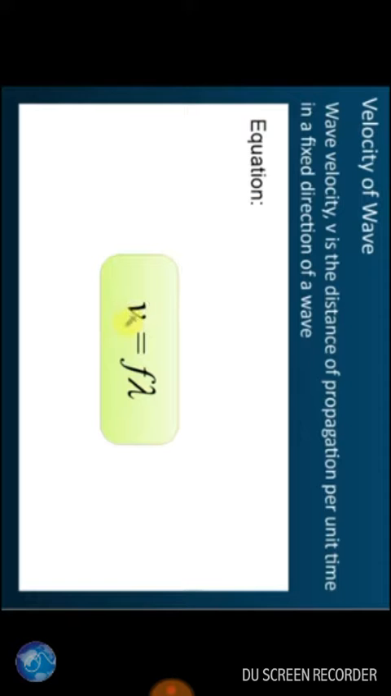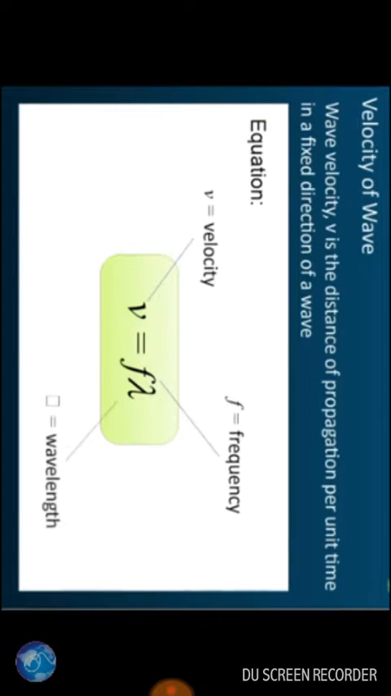V is the speed or the velocity of the wave. F is the frequency of the wave, and lambda is the wavelength of the wave. There are a lot of calculations related to this equation, and some of them can be quite hard actually. So make sure that you remember this formula, V equals F lambda.